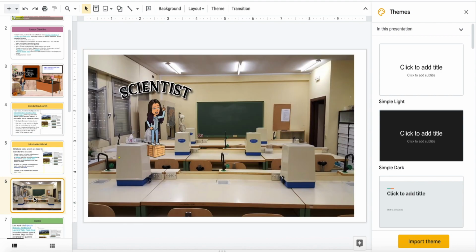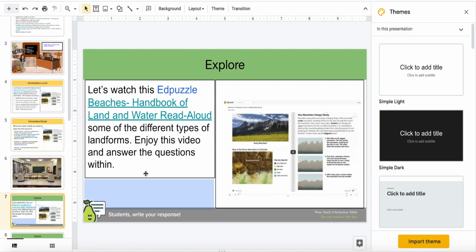Okay, Science Explorers, we're going to learn more about the features of beaches, and we're going to investigate and explore some questions about it. So, you'll be watching an Edpuzzle video later on, and you're going to answer some questions within. But for now, let's watch this video on beaches.